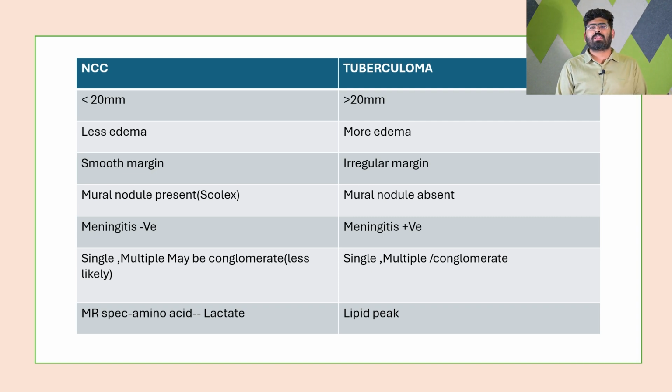Usually the literature says the NCC is less than 20 mm, and tuberculoma is more than 20 mm. NCC can be seen as single or multiple, but conglomerate is less likely, though a few cases are reported where you can see conglomeration.